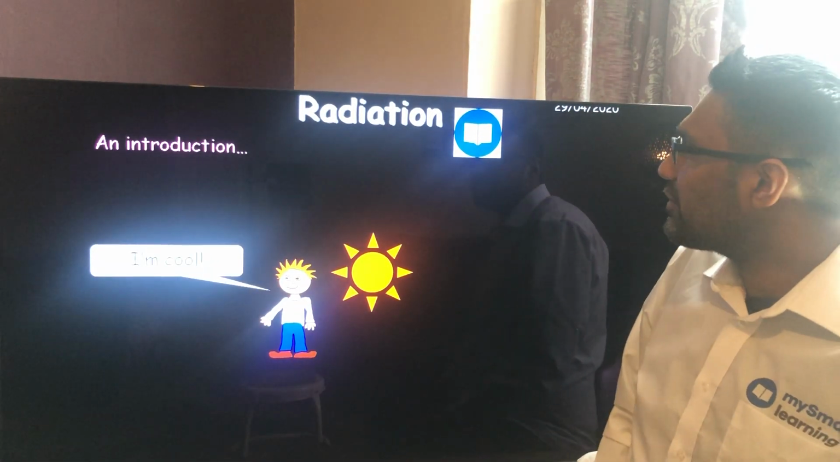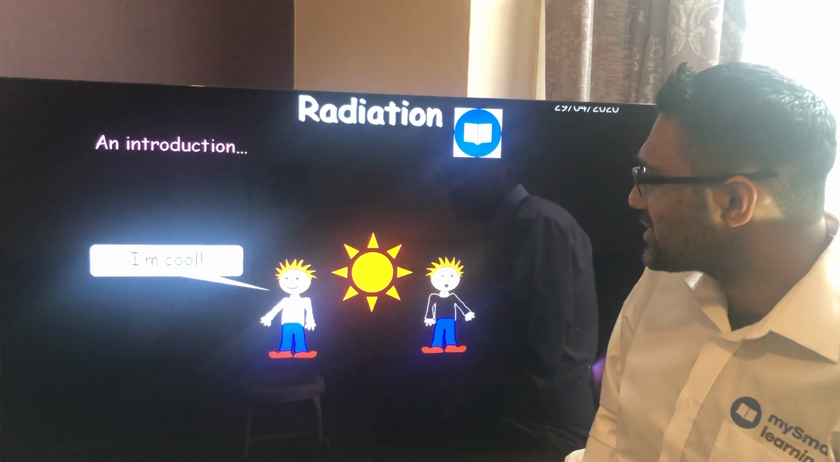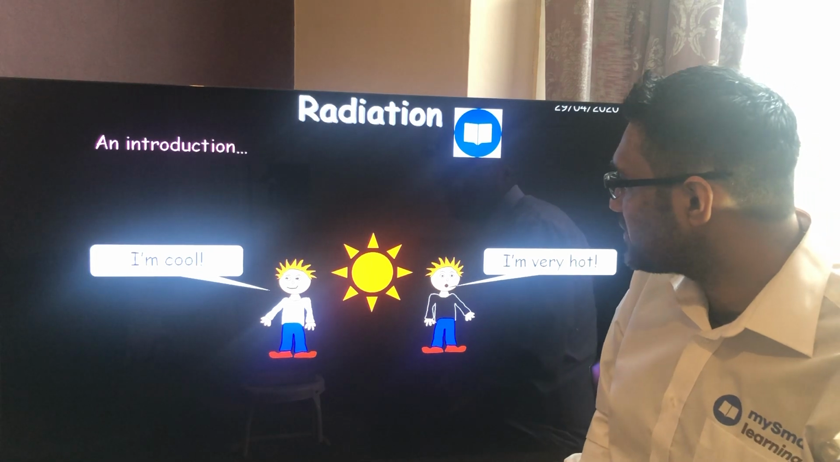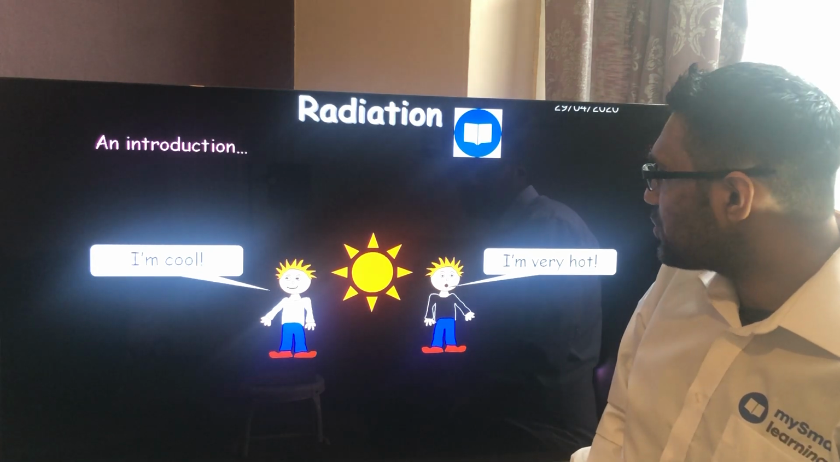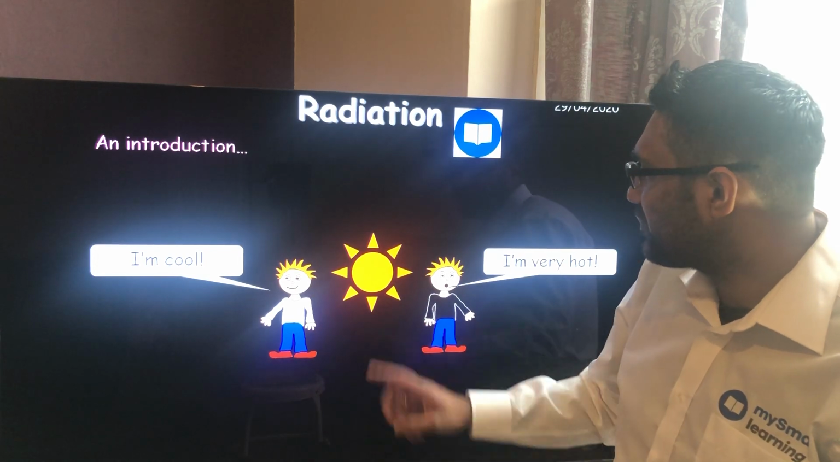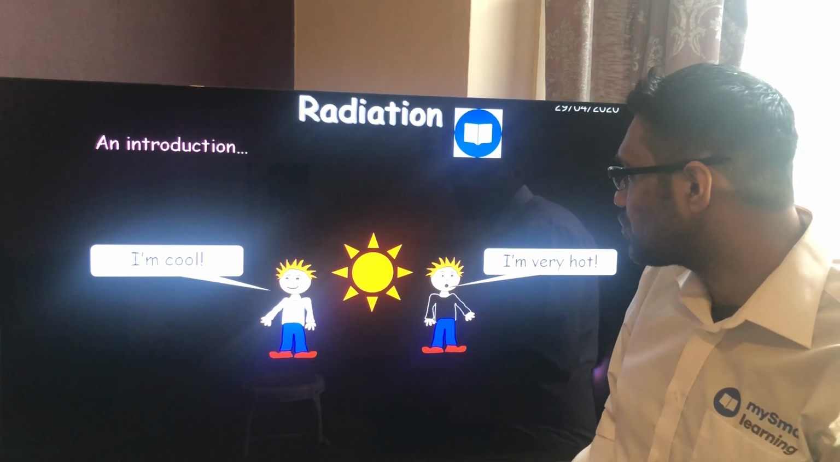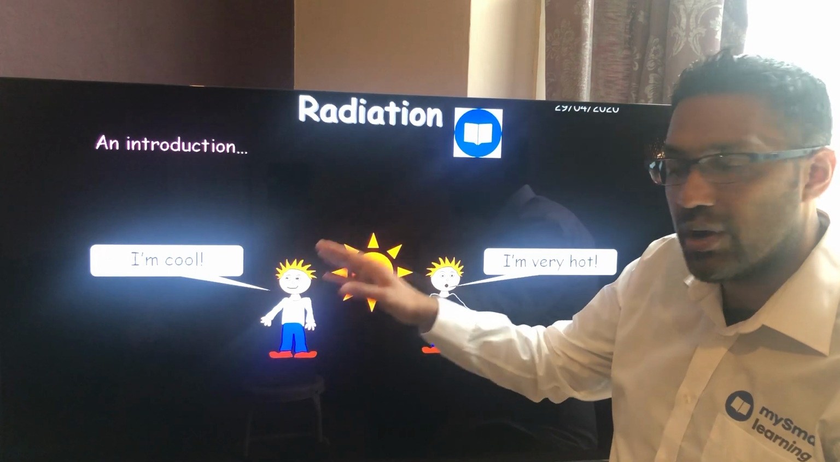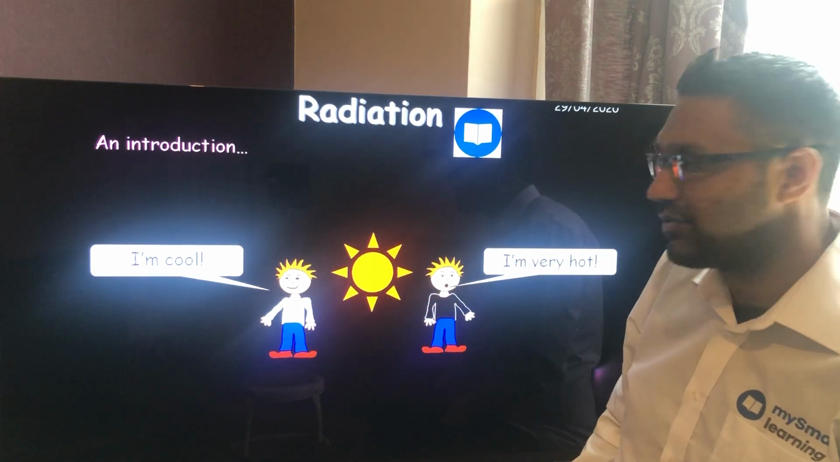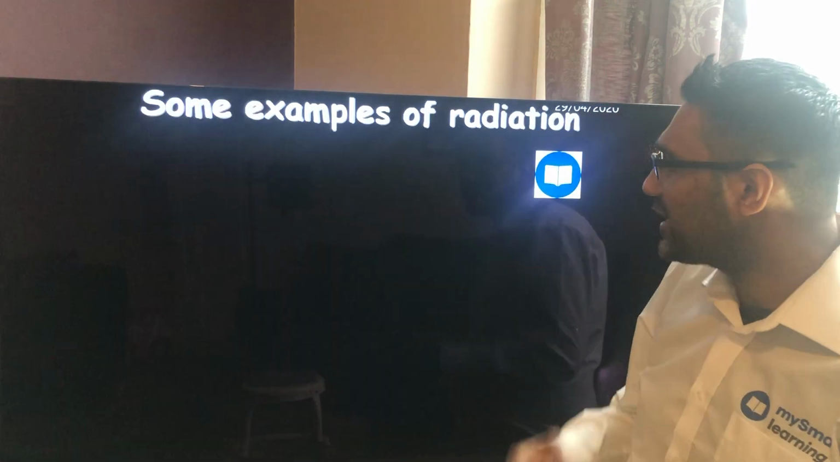Radiation then. So infrared radiation, what does it do? Well, this guy's cool and this guy's hot. Why is he so hot and why is he so cool? Well, it's something to do with the colour of the t-shirts that they're wearing. He's wearing white, he's cool. He's wearing black, he's hot. Why? Because white is a reflector. White reflects the infrared radiation. Black absorbs that infrared radiation, absorbing more of that heat.